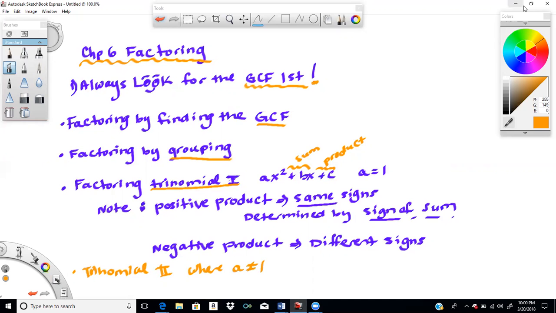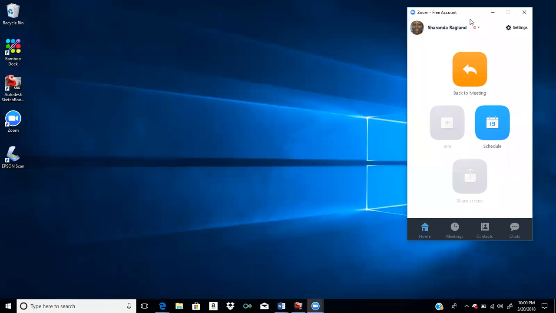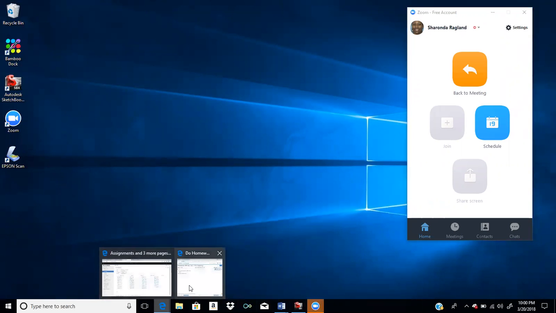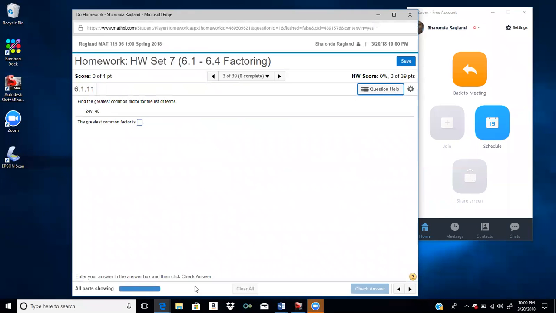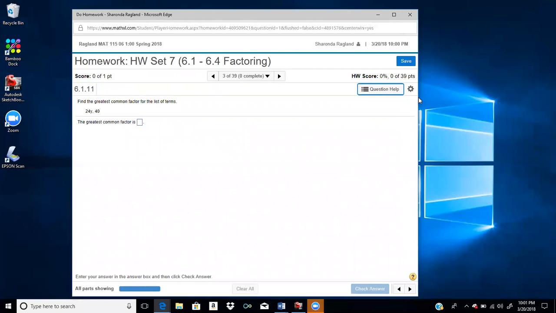All right, so let's start with the GCF. So let's go to the math program. For your homework set, there are 39 problems, but it's just to give you plenty of practice. It starts off by finding the greatest common factor. And so let's look at this. The question is, what is the greatest common factor?